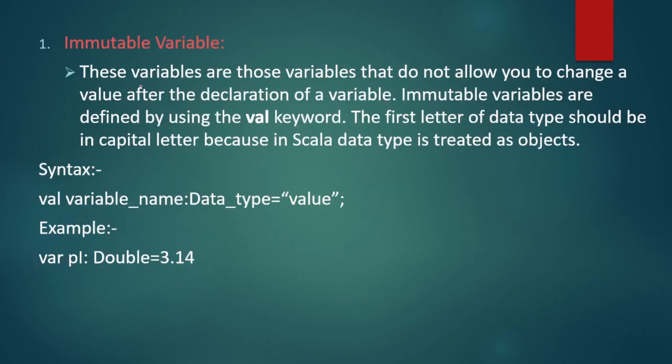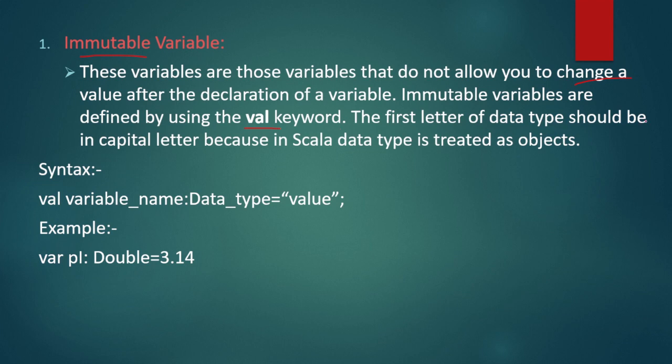Immutable variables are those variables that do not allow you to change. So what exactly do we mean by this? Immutable means it will not allow us to change the variable after its declaration. An immutable variable is defined by using val. So this variable is always defined with the val keyword.